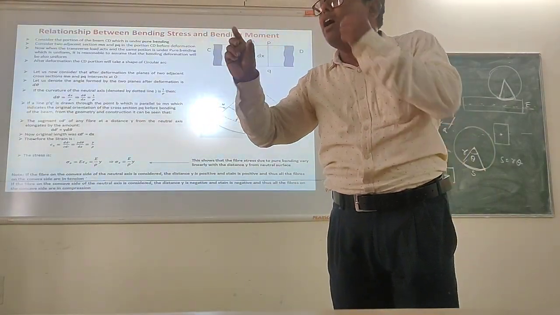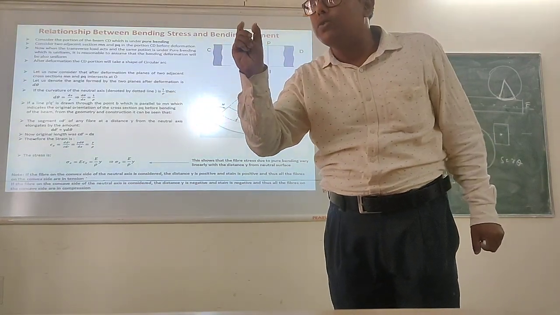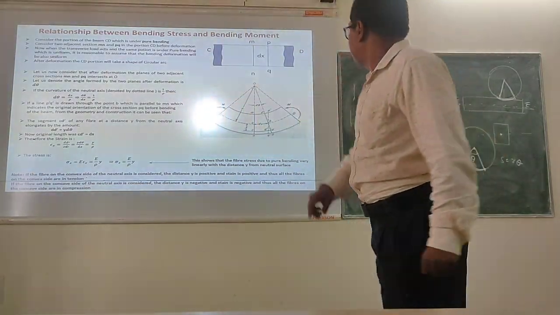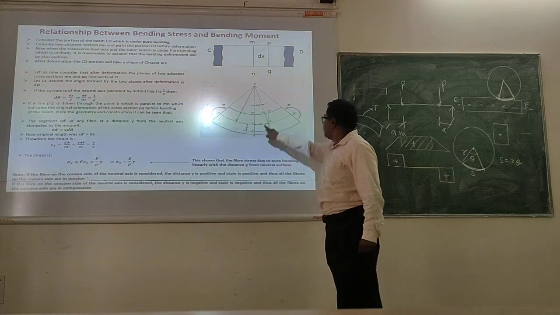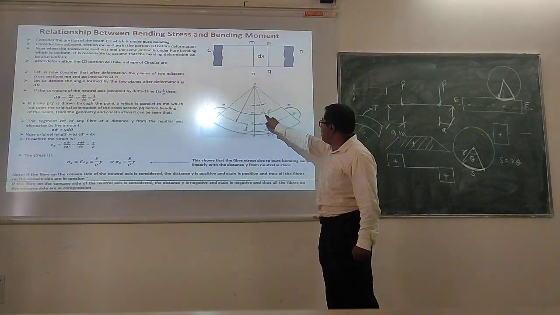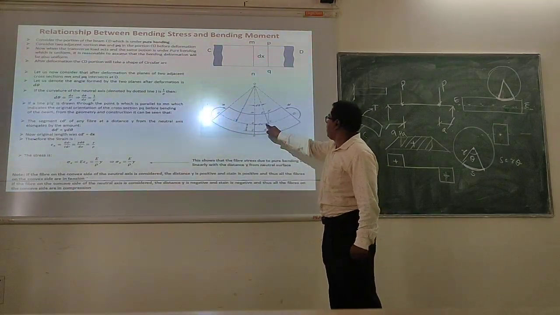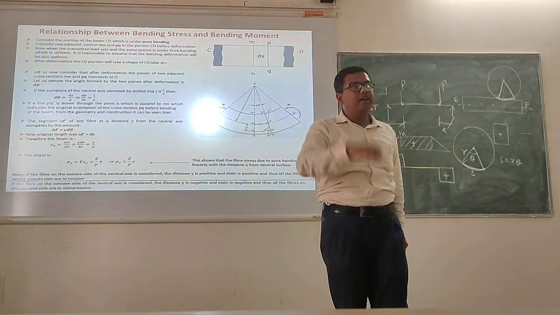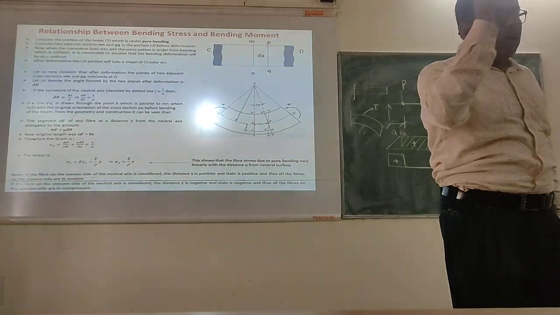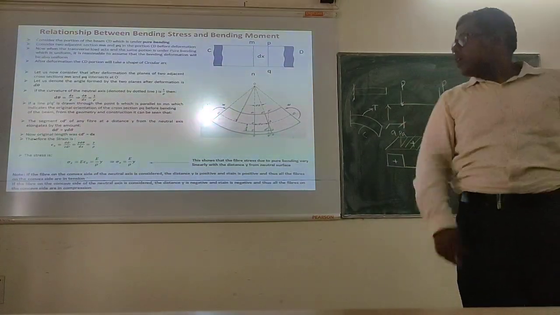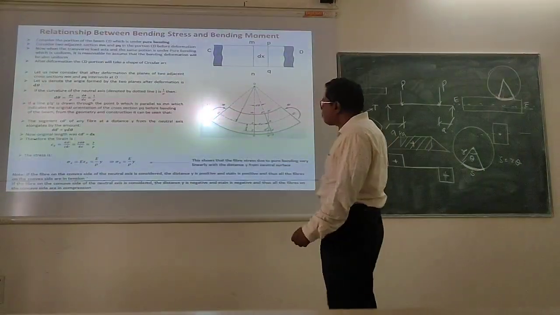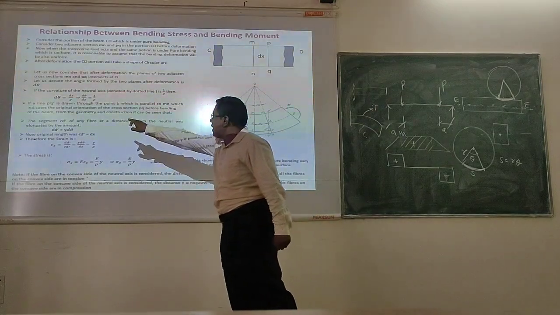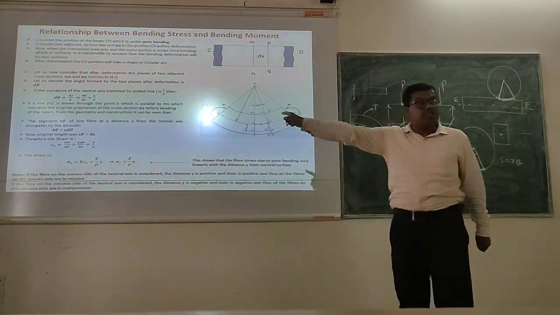So from that, what will I get? I will get the extension amount. Where? At the top level, at the bottom level, or at any level. Here I can find, here I can find, here I can find. At any level I can find the extension. Have you understood? Clear? So now you see MN, which indicates the original orientation of the cross section.